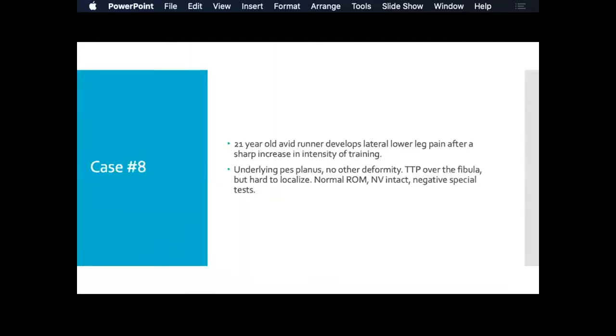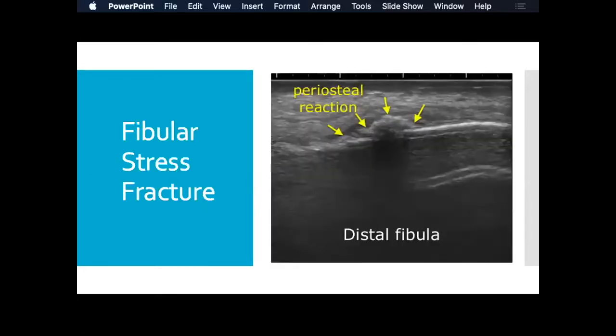Case number 8. So a 21-year-old avid runner develops lateral lower leg pain after a sharp increase in intensity of training. They have underlying pes planus, no other major deformity, tenderness to palpation over the fibula, but really hard to localize. Normal range of motion, neurovascular intact, and no real findings on special tests. So you look under ultrasound and you find just generally kind of where they're tender, you're sliding it along the fibula, and lo and behold, you find a periosteal reaction related to a fibular stress fracture. Next slide.